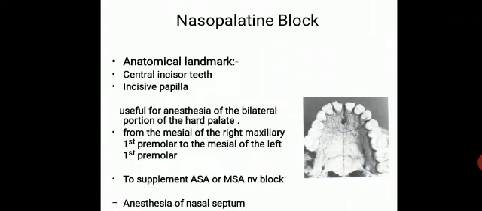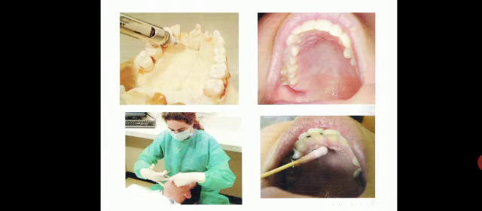The signs and symptoms are the subjective symptoms. It shows numbness in the upper lip and anterior portion of the hard palate, and objective symptoms, no pain. Now these are all about the maxillary nerve block.